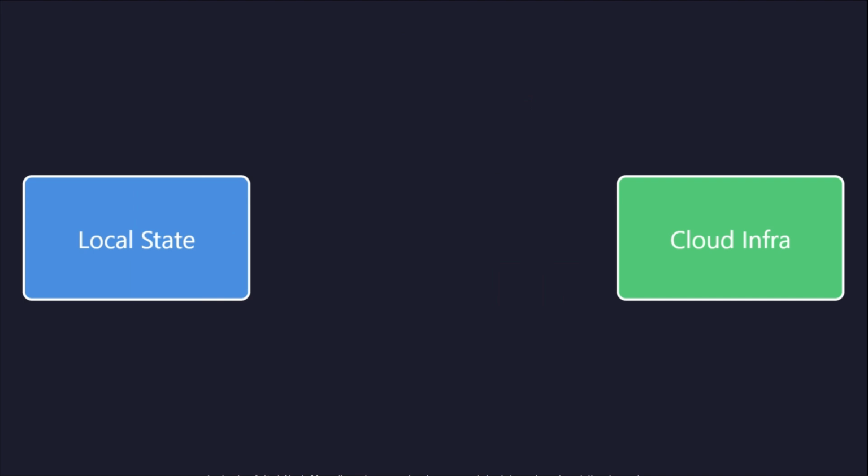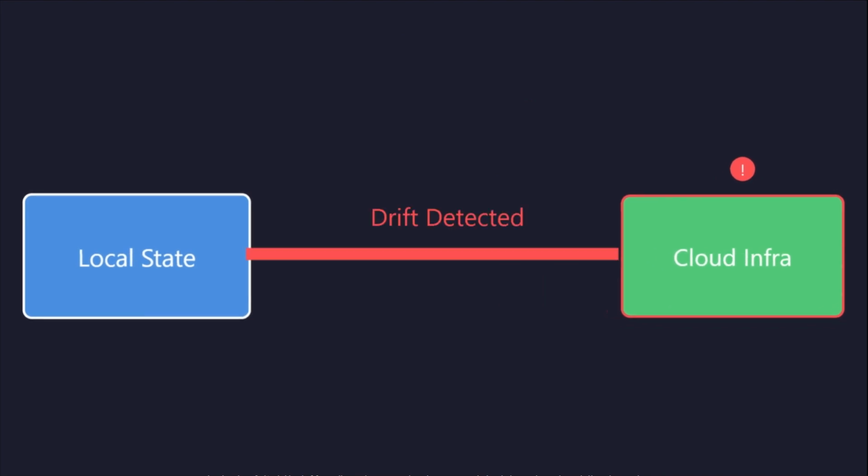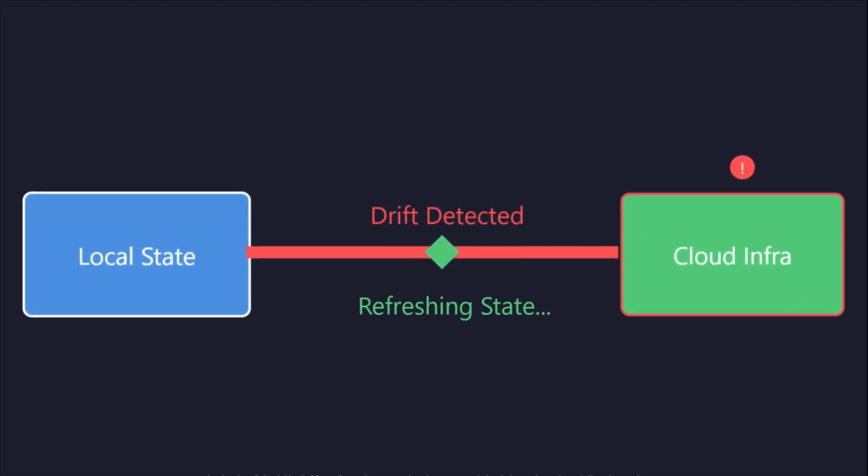Terraform refresh updates your local state file with the actual current configuration in the cloud. This detects drift caused by manual changes in the web console and allows you to revert them to the coded standard.